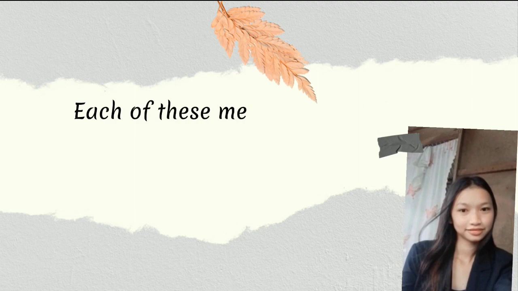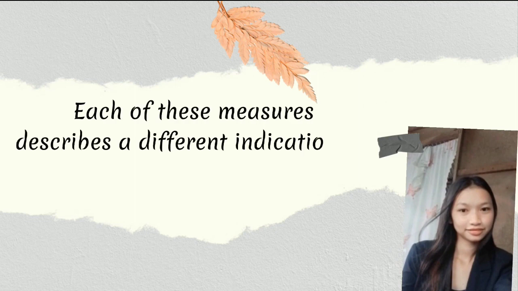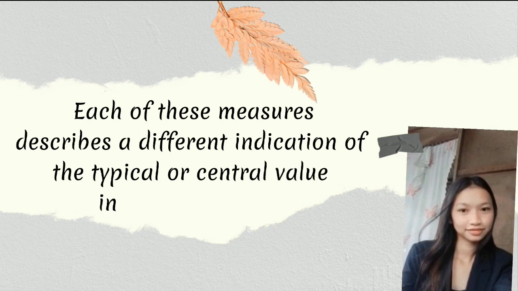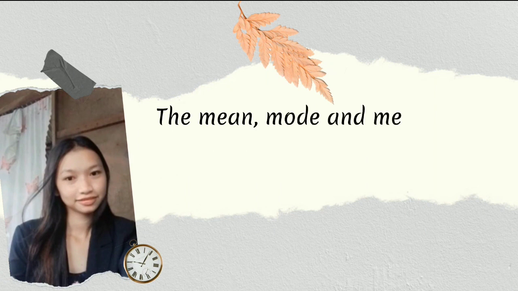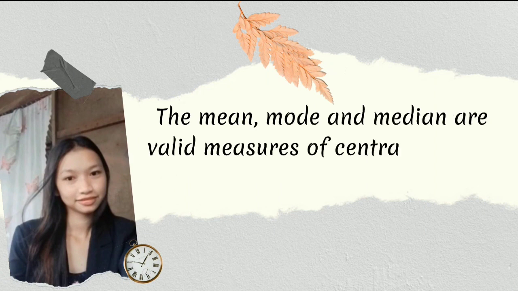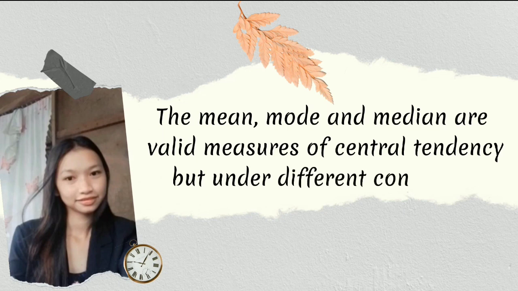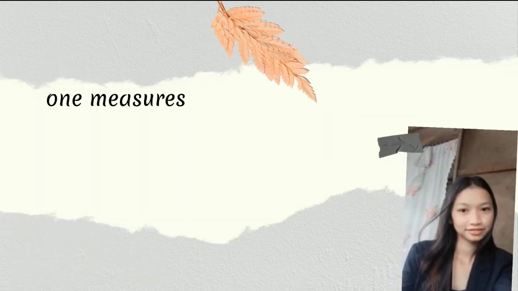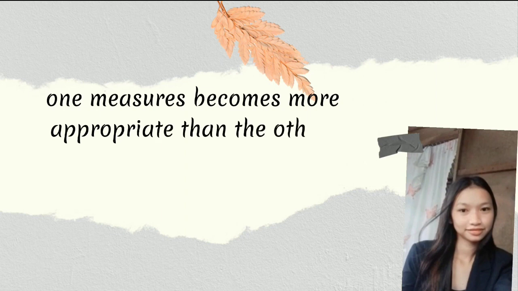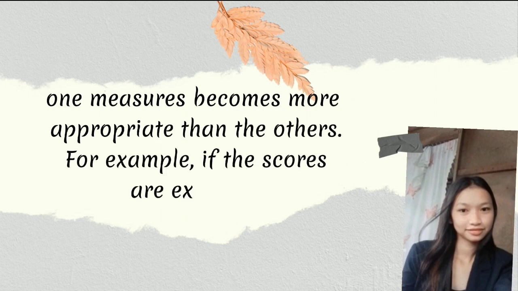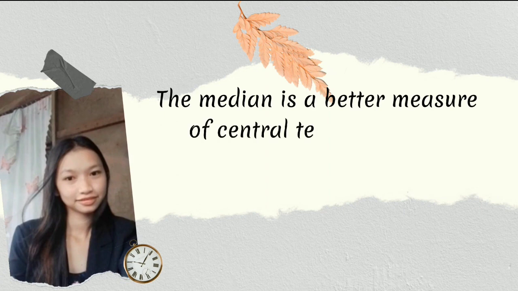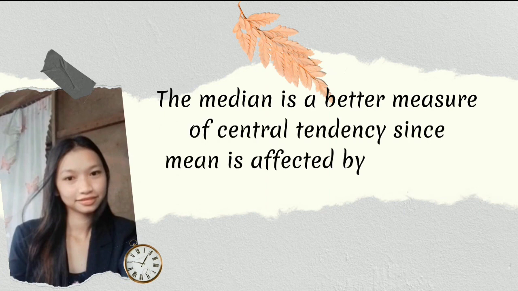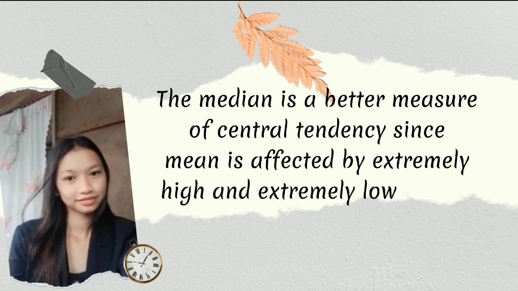Each of these measures describes a different indication of the typical or central value in the distribution. The mean, mode, and median are valid measures of central tendency but under different conditions. One measure becomes more appropriate than the others. For example, if the scores are extremely high and extremely low, the median is a better measure of central tendency since the mean is affected by extremely high and extremely low scores.